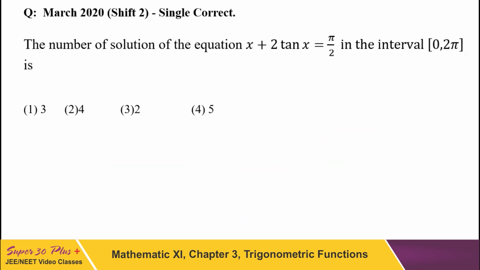Students, let's see one more question here. The number of solutions of the equation x plus 2 tan x is equal to pi by 2. This is an easy question because we can solve it with the help of drawing the graphs of tan x and a straight line. First of all, we have to simplify it. It is 2 tan x is equal to pi by 2 minus x. Now again simplify it. Tan x is equal to pi by 4 minus x by 2.